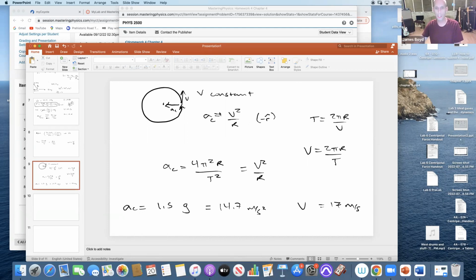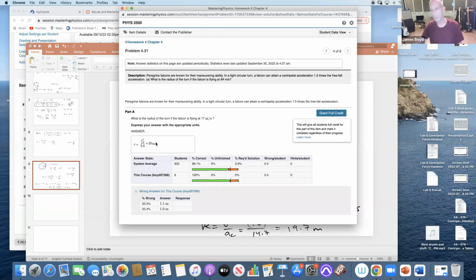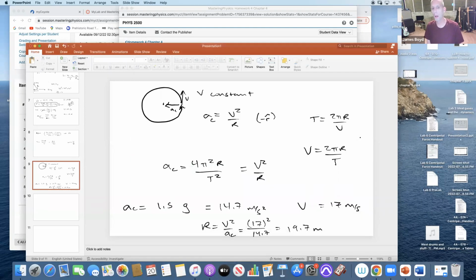So using this, solving for R, multiply through by R, divide through by a_c. R is v squared over a_c, which is 17 squared divided by 14.7, or 19.7 meters. 20 meters, they want 2 sigs. And that's it. 19.7 meters.